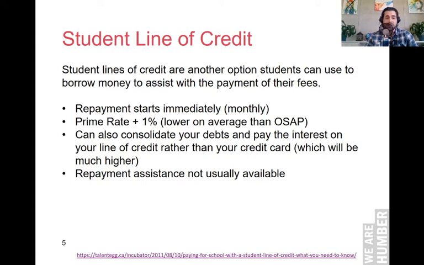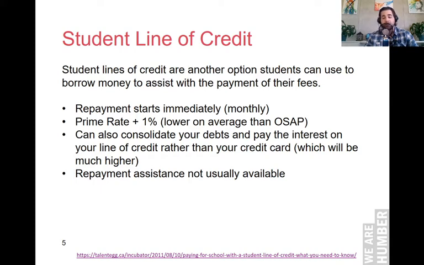One of the downsides to this for the student line of credit is that repayment assistance is not usually available to help you pay off these loans, which is in contrast to OSAP, where they have a plan to help you with the repayment afterwards. With a student line of credit, you're kind of on your own with making sure that you're taking care of those payments.